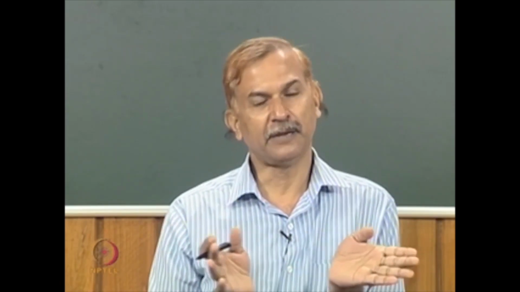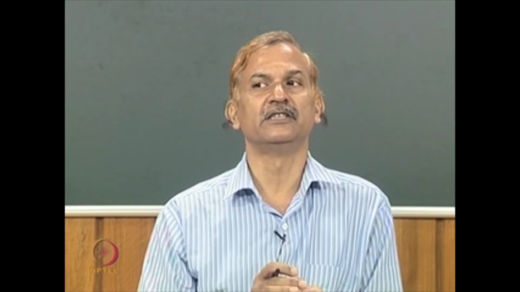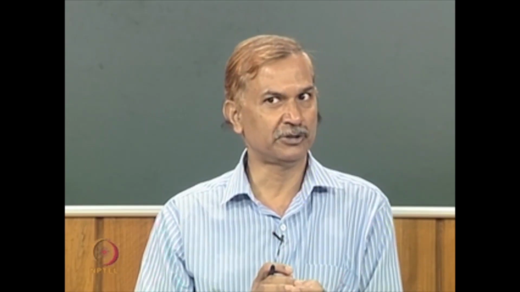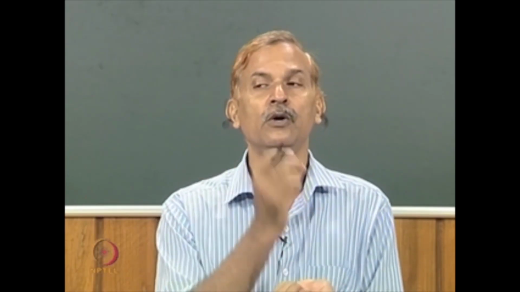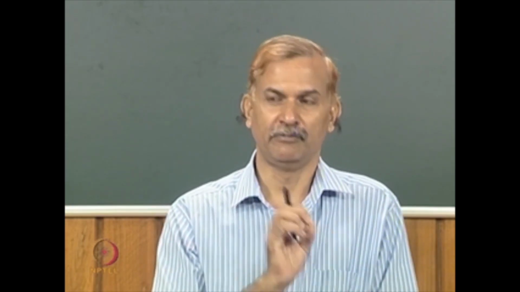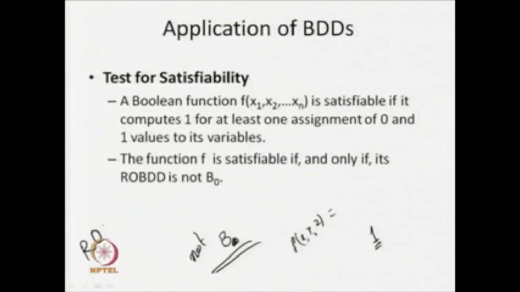So, if the resultant BDD is not equal to B0, I can say that it is satisfiable, because for some valuation it is going to get the terminal node 1. So, by looking into the structure, the resultant ROBDD, because ROBDD is a unique representation of the function, which is the canonical representation of the function. If the ROBDD is not equal to B0, then you can say that the function is satisfiable.